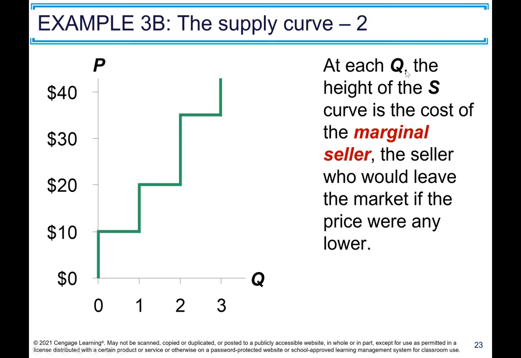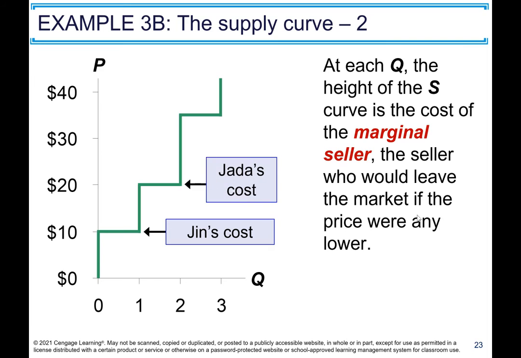At each quantity, the height of the supply curve is the cost of the marginal seller, the seller who would leave the market if the price were any lower. So Jin's cost is $10. Jada's cost is $20. And Chris's cost is $35.